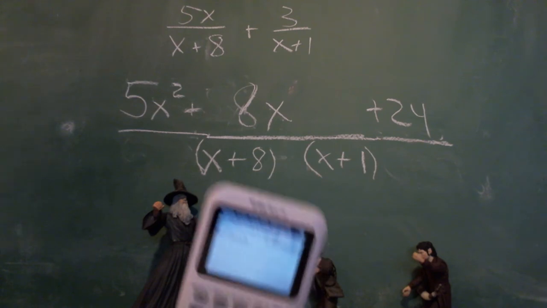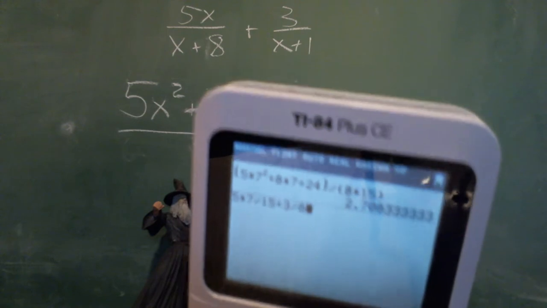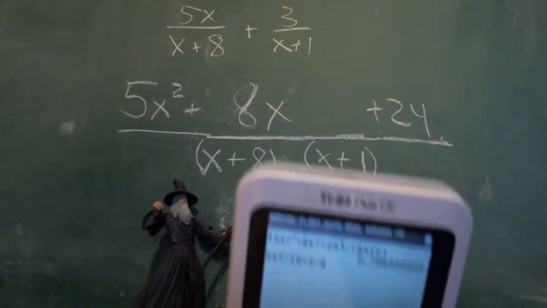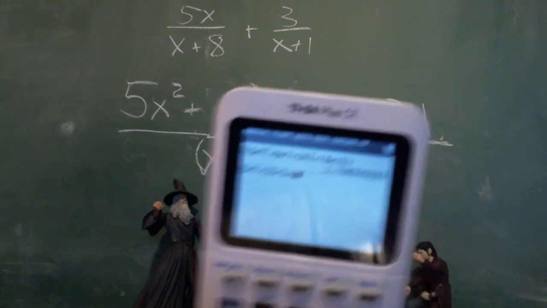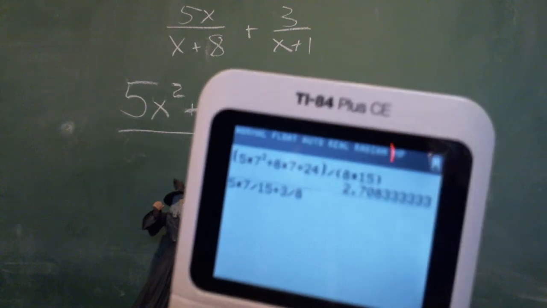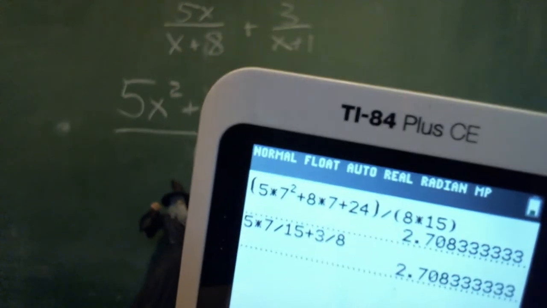I will do it for you with my calculator. So there's the answer you have with 7 plugged in for every x. And then the next one is the original with 7 plugged in for every x. And let's see if we get the same answer. We do! We got it right.